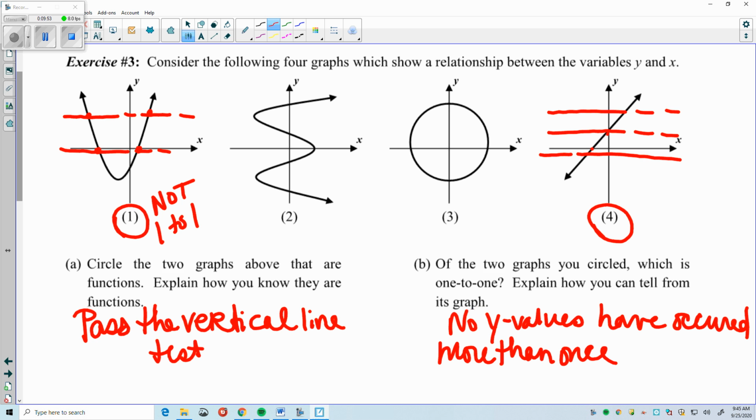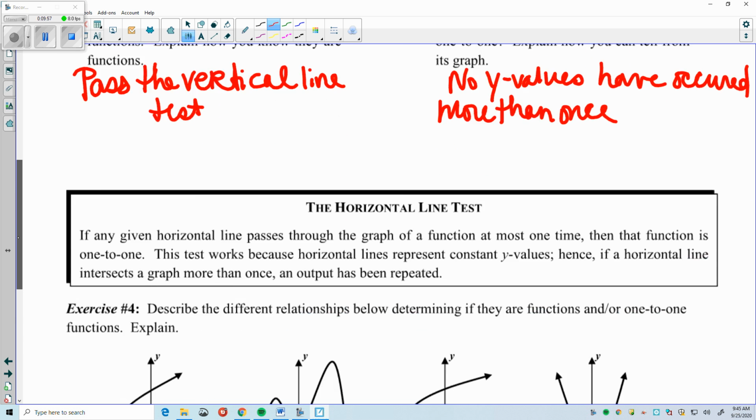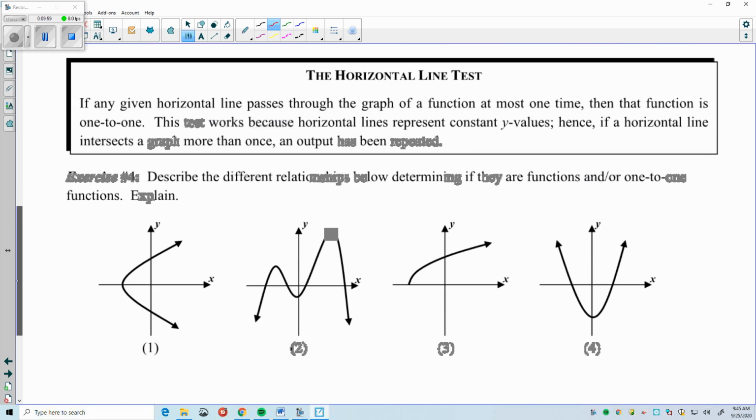And like I said, notice in the picture we were drawing horizontal lines this time. So our horizontal line test says if any given horizontal line passes through the graph of a function at most one time, that's your key there, then that function is 1 to 1. Notice we're already assuming that it is a function. It says a graph of a function, so it has to be a function to begin with.